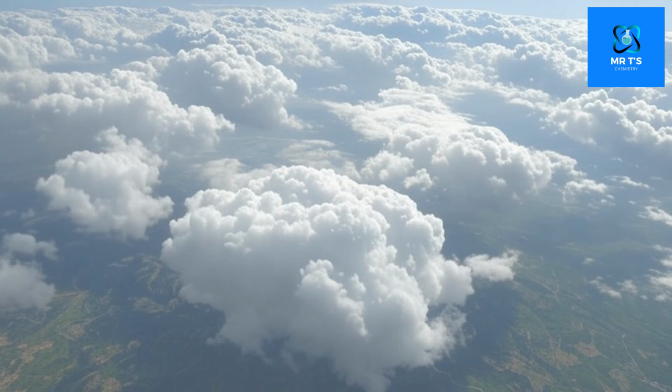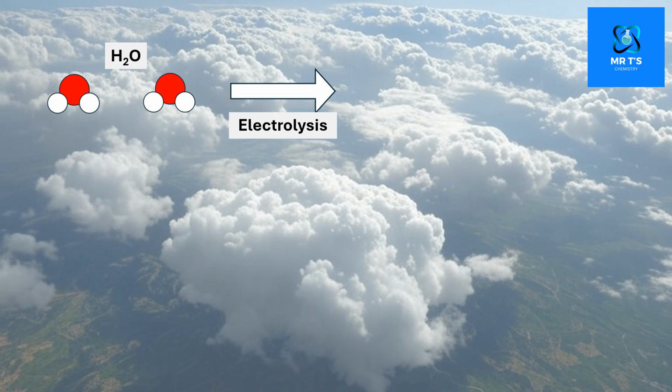Let's start with our raw materials. Water, or H2O, is everywhere. Oceans, rivers, even in the rain. We can split water using electrolysis. We can split it into hydrogen molecules and oxygen molecules. This is called electrolysis, and it can be powered by renewable energy sources like solar or wind.